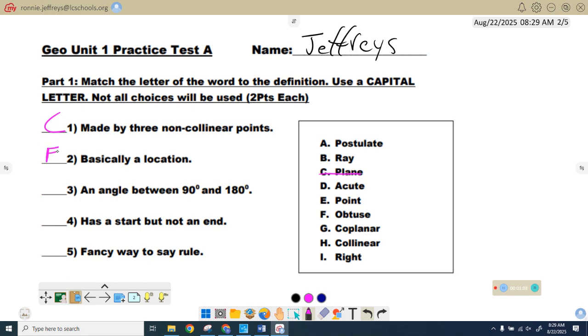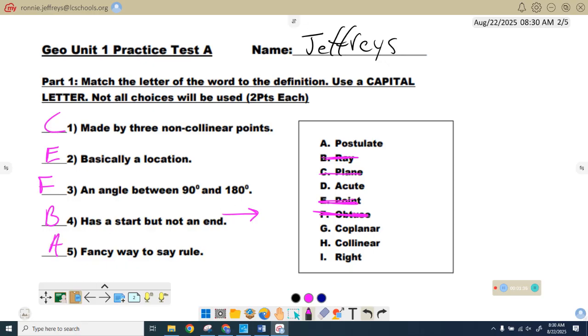Basically a location. E. It's a point. An angle between 90 degrees and 180. F. Obtuse. Has a start but no end. B. That's a ray. Remember, it looks like this. A fancy way to say rule.